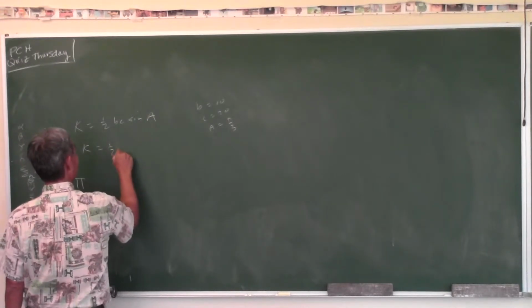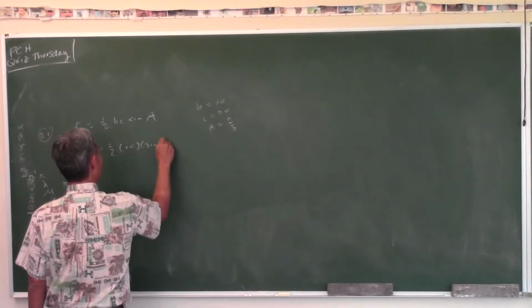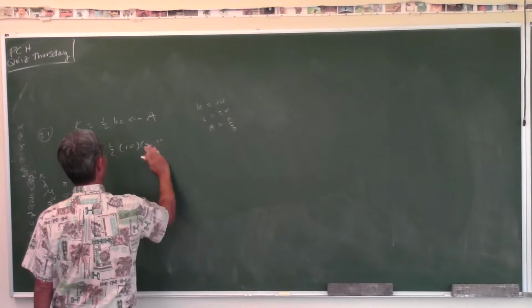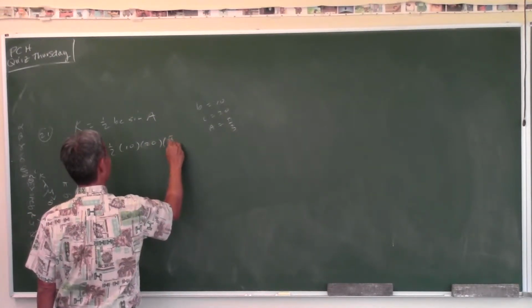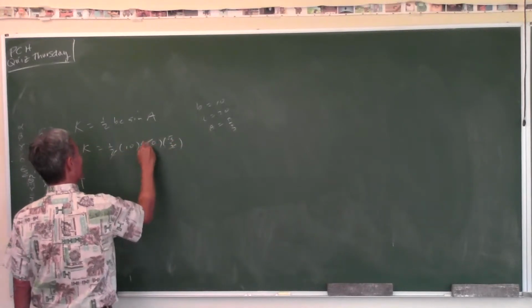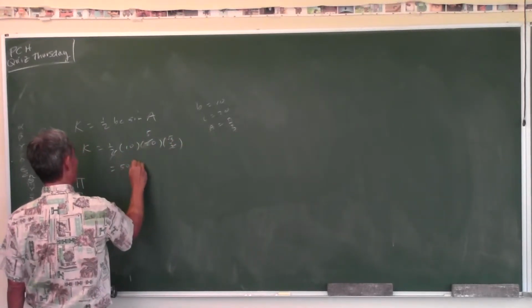Okay, one half bc sine of pi over 3. Sine of pi over 3 is root 3 over 2. So 4 goes into 20 5 times, so 50 root 3. Come on, that's an insult.